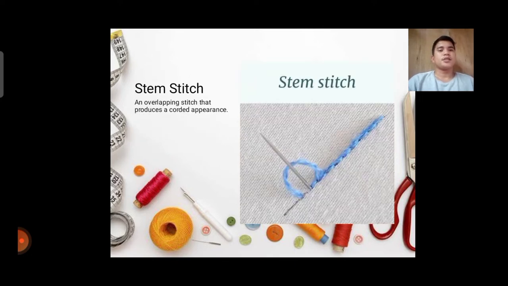So next is stem stitch, an overlapping stitch that produces a corded appearance. Just look at the picture and you will know the stem stitch.